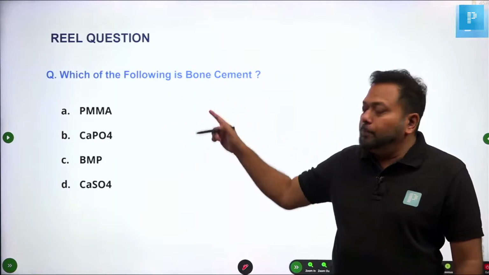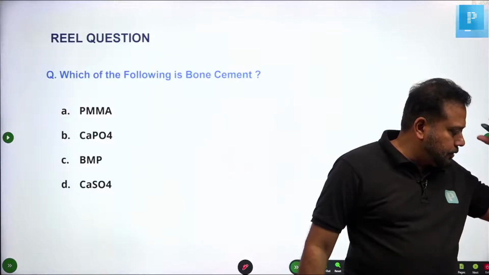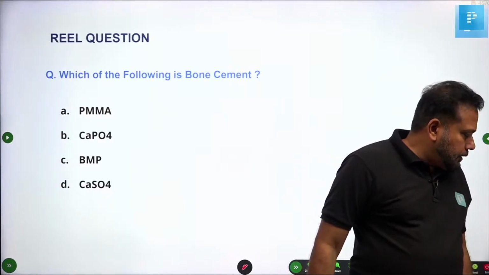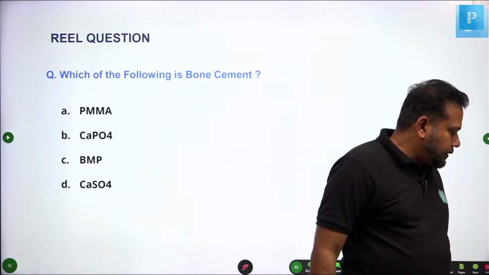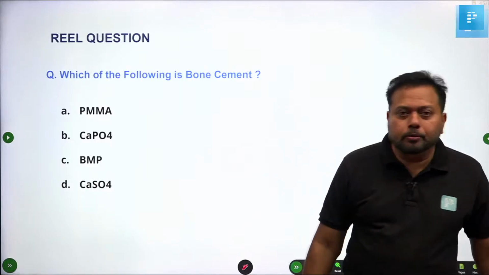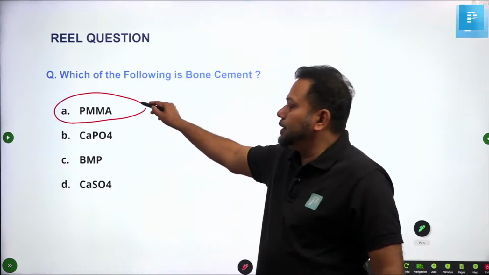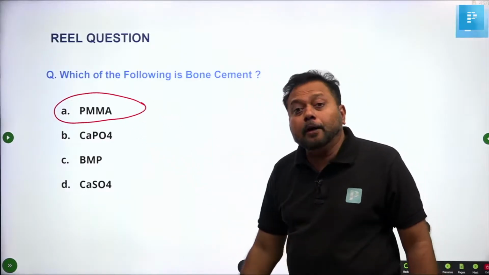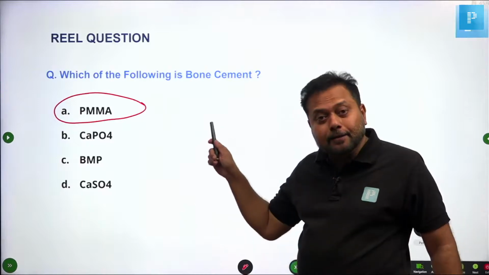Which of the following is bone cement among the 4? Yes, Dibankti Das has given the right answer. Bella has given the right answer. Yes, Danusha, Gracie, all of you have given the right answer. Good. The bone cement is polymethoxymethyl acrylate, PMMA. This is the bone cement.